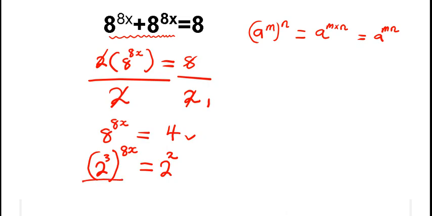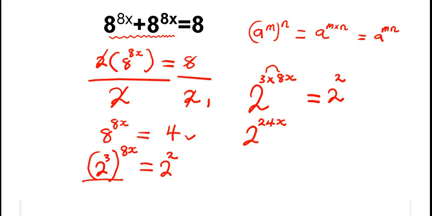So is that going to be 2? We are going to multiply 3 by 8x. 3 times 8x is going to give us 24x. It's going to be 3 times 8x, then equals 2 raised to power 2. So here 2 raised to power 3 multiplied by 8x is going to give you 24x is equal to 2 raised to power 2.